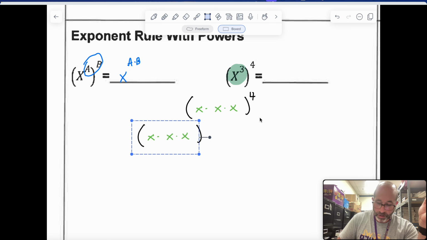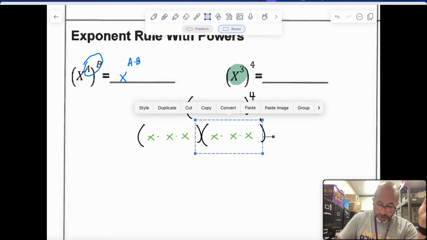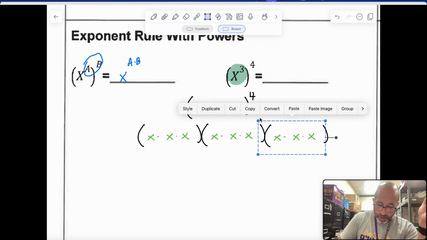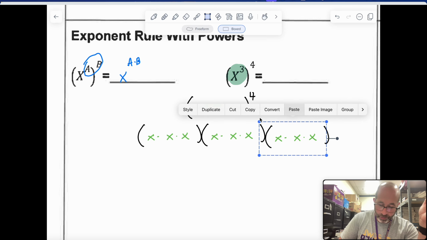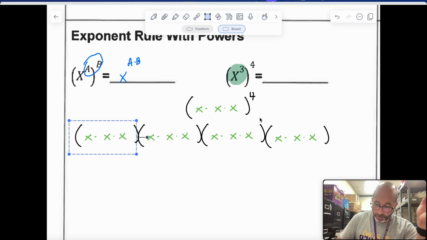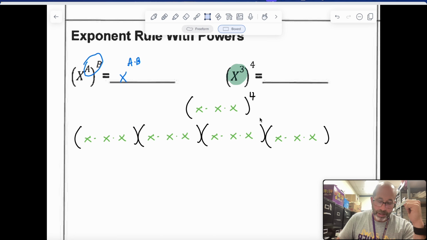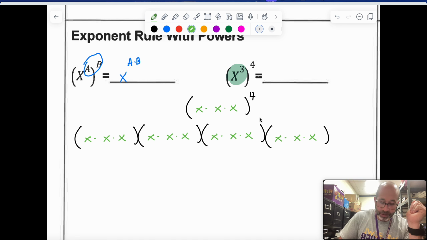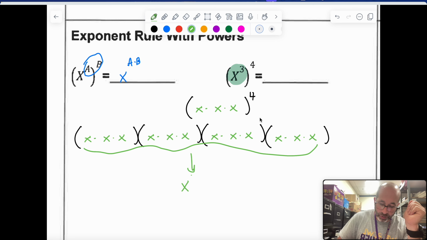There's 1. There's 2. There's 3. And then there's 4. So I got 4 of them. So I've got 3 x's, but I've written it 4 separate times. And when I put it all together, we can see that there are a total of 12 of those x's in the problem.